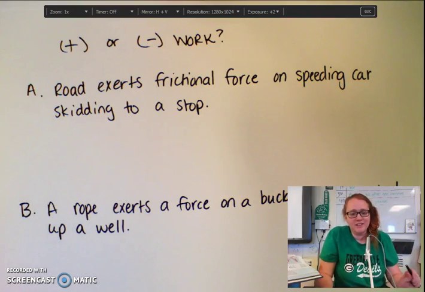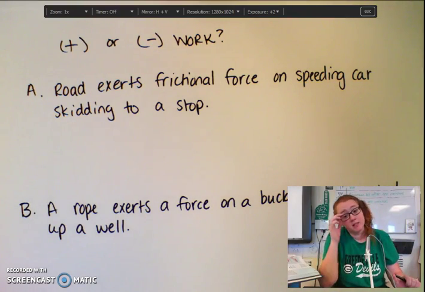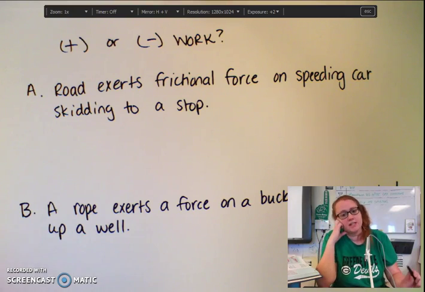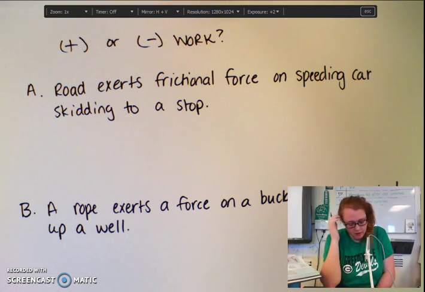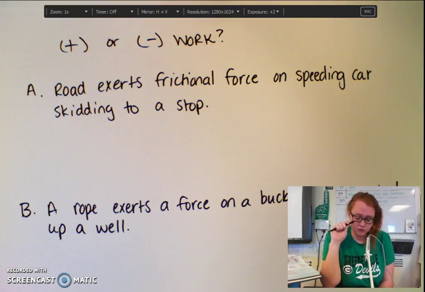Alright guys, we're going to start looking at our work examples by determining if the work in each case is positive or negative. Remember, if your force and displacement are the same direction, we have positive work. Opposite direction, we have negative work. So, part A, it says the road exerts a frictional force on a speeding car skidding to a stop.